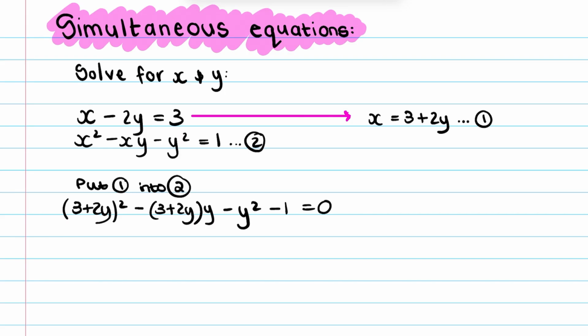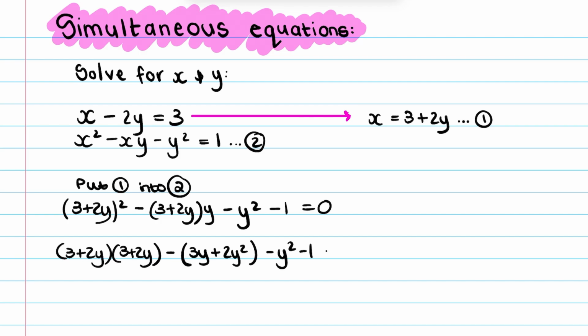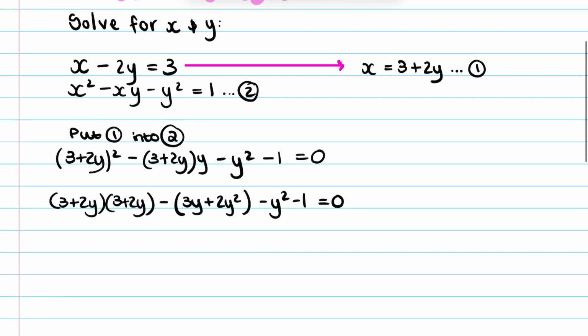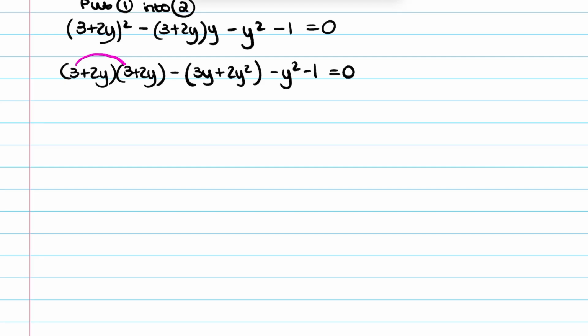Cool. So now I'm going to expand these brackets and say (3 plus 2y) times (3 plus 2y), because that was squared. And then what I'm going to do here is I'm actually going to multiply the y in here first before I deal with this negative. So that is going to give me minus bracket 3y plus 2y squared, minus y squared, minus 1 is equal to 0. Great.